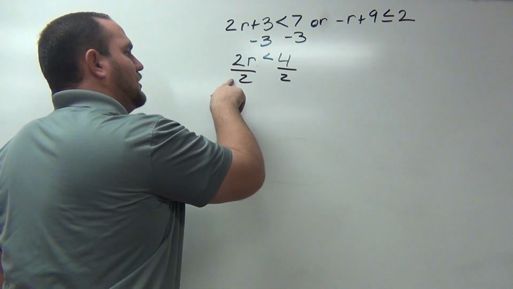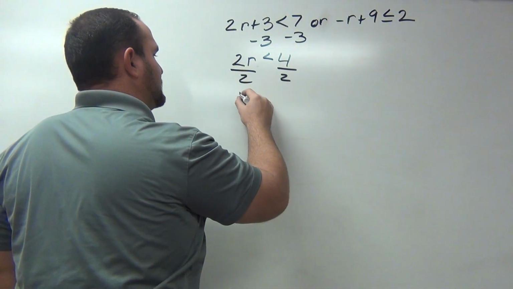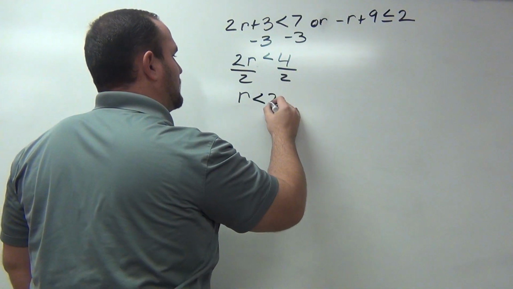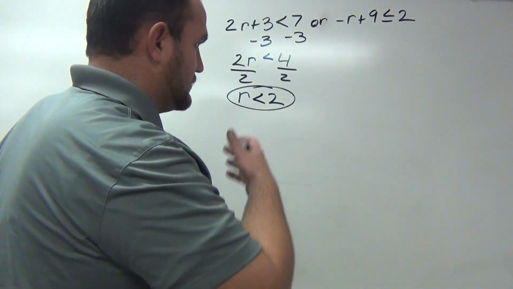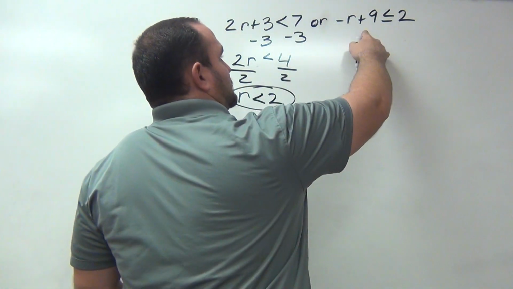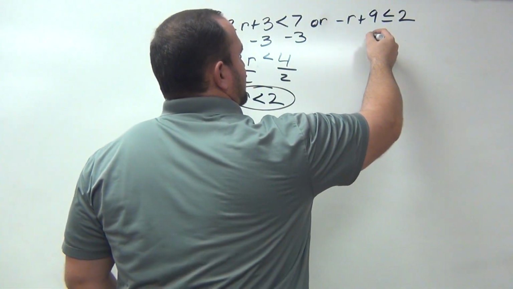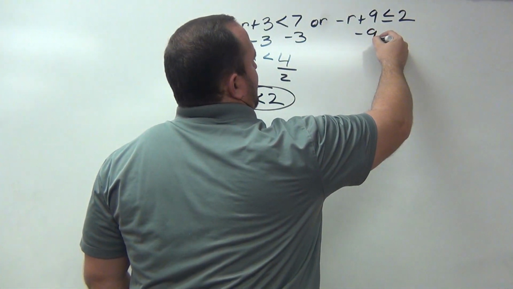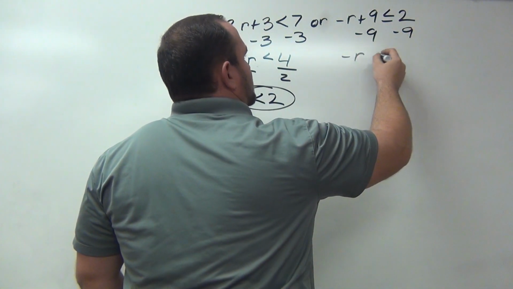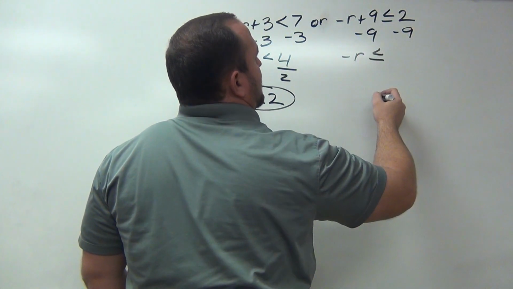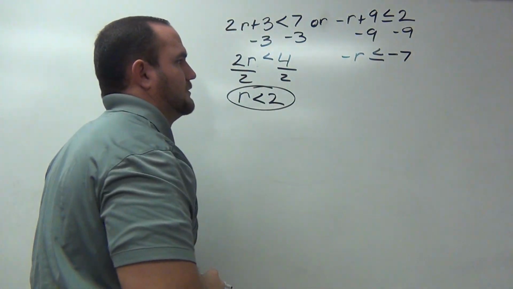There's no negative sign, so the sign stays the same, so it's r is less than 2. All right, so now let's move into the next one. See if you can solve these by yourself. I'm going to subtract 9, so minus r is less than negative 7.